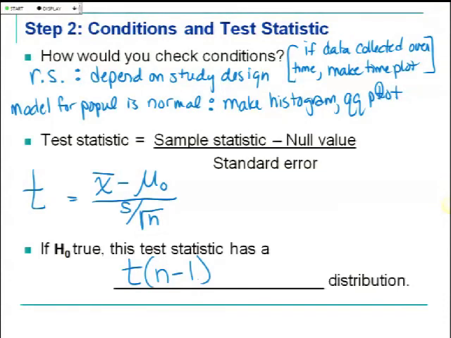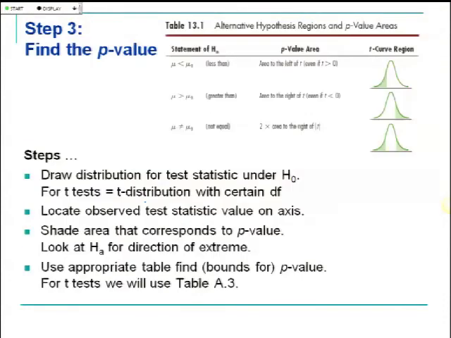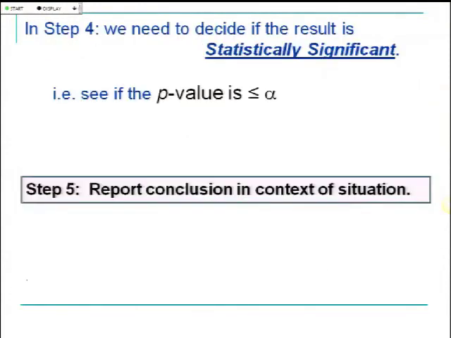Got some nice pictures on the top of the next page to show you the p-value ideas. We're going to follow these basic steps when we do our examples in a moment. But the table we're going to have to use now is table A3 for finding p-values for t-tests. Once you get your p-value, you make your decision the same way, and you write up a conclusion. So that's the overview. Take a look at your table A3 on page 127.